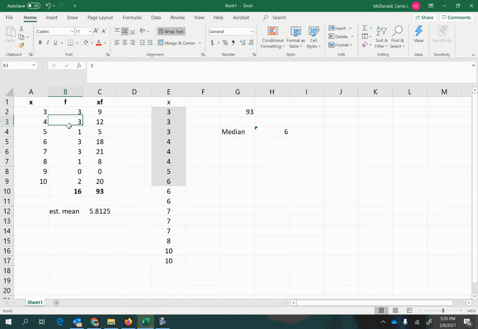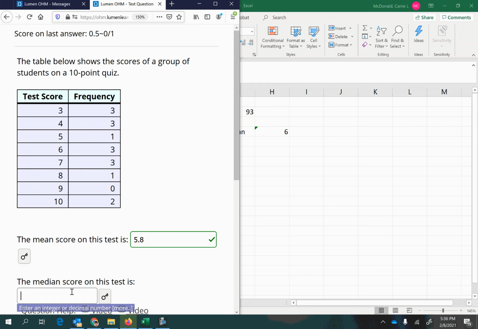So 3 plus 3 is 6. 6 plus 1 is 7. 7 plus 3 is 11. Well, the 8th and 9th value were in this category, up 6 points. So that's how you could figure it out without having to do the extra work. So the answer is 6. A test score of 6 is the median.